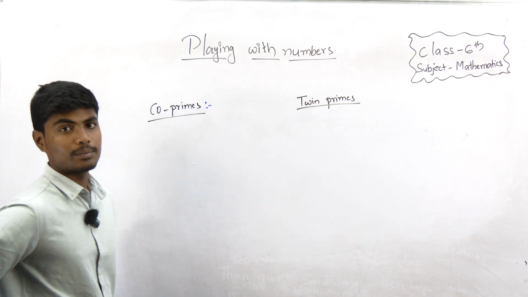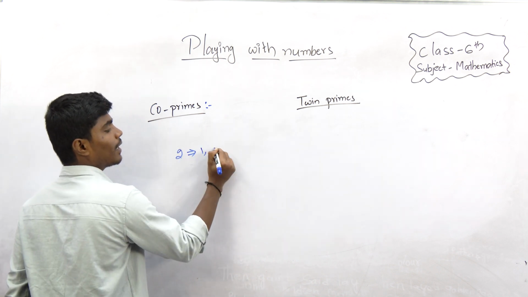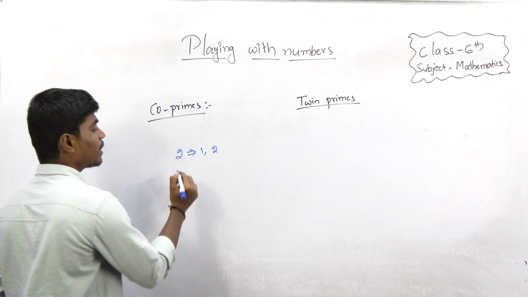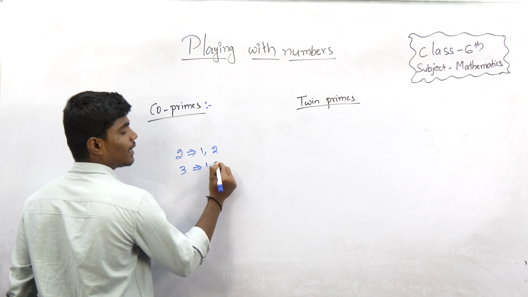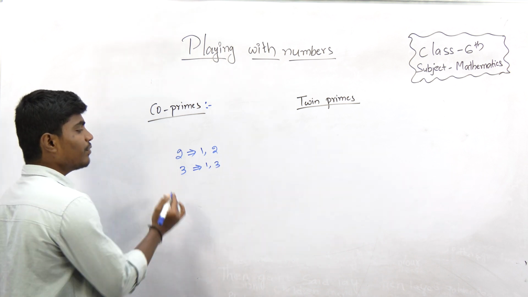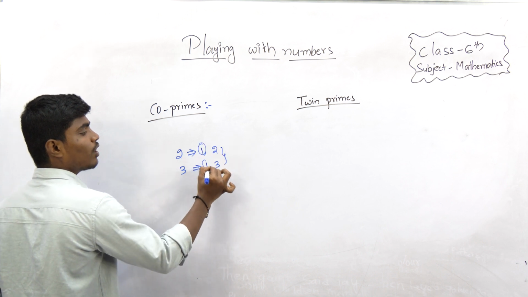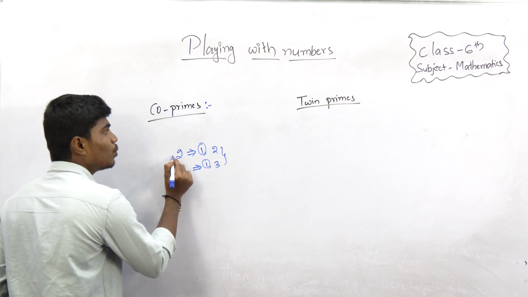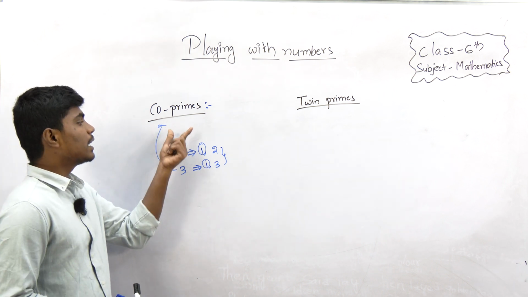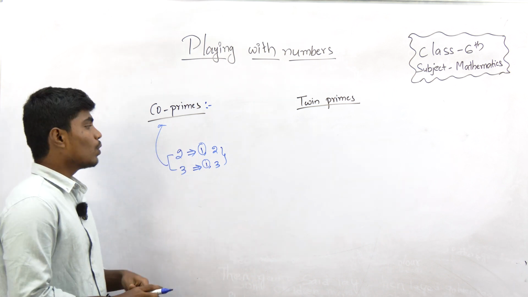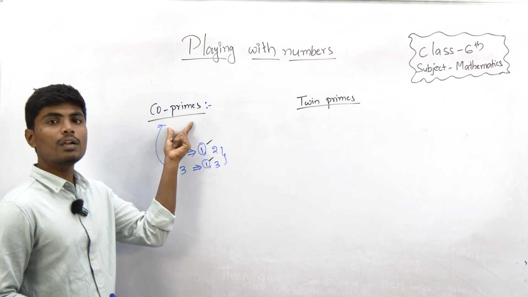Okay, first let's discuss co-primes. What are co-primes? Let's take 2. What are the factors of 2? 1 and 2. If you take 3, what are the factors of 3? 1 and 3. If you observe, in these two lists of factors, 1 is the only common factor. So 2 and 3 are called co-primes. What are co-primes? If two numbers have only 1 as a common factor, then the numbers are called co-primes.